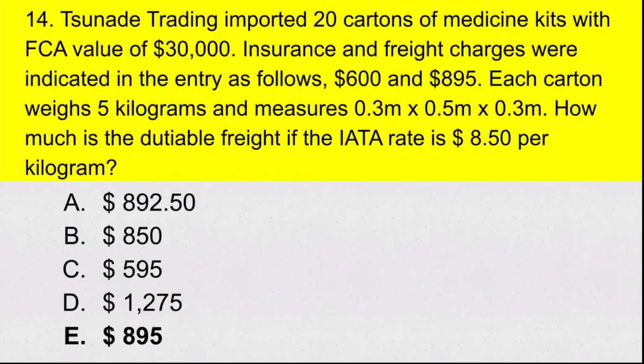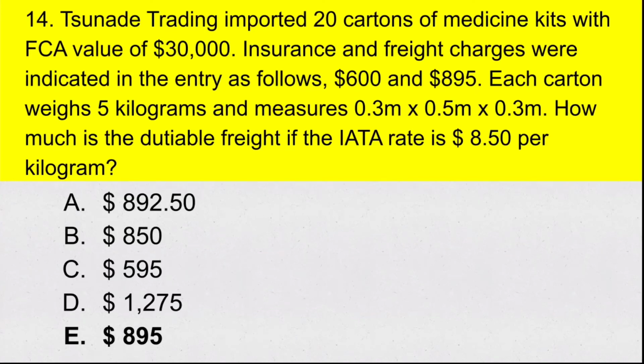The next problem. Shunadi Trading imported 20 cartons of medicine kits with FCA value of $30,000. Insurance and freight charges were indicated in the entry as follows: $600 and $895. Each carton weighs 5 kilograms and measures 0.3 meter times 0.5 meters times 0.3 meter. How much is the dutiable freight if the IATA rate is $8.50 per kilogram?